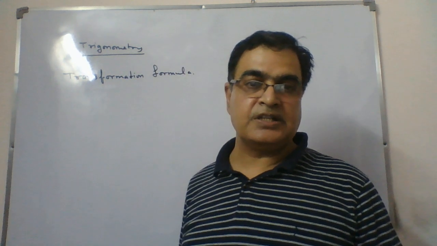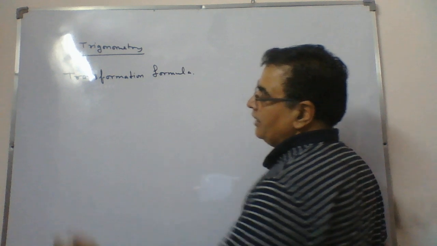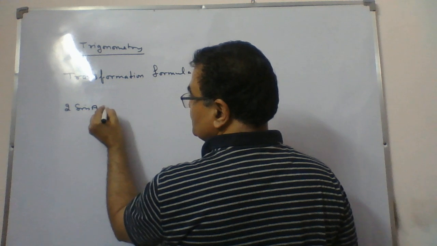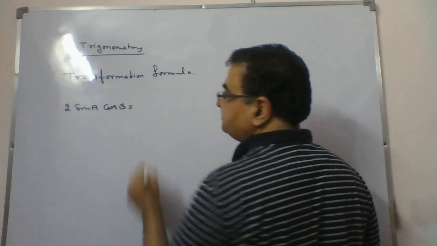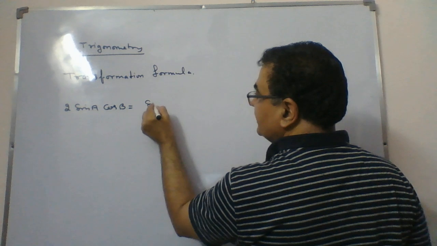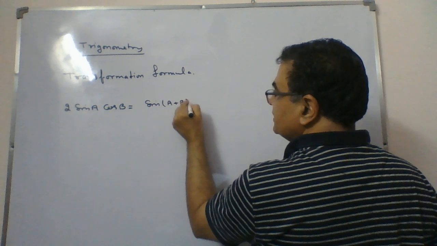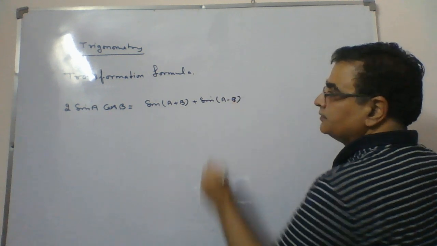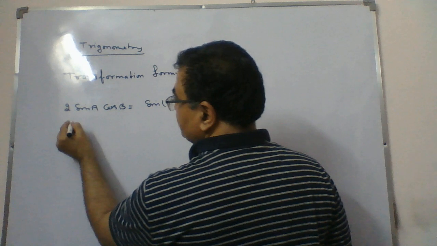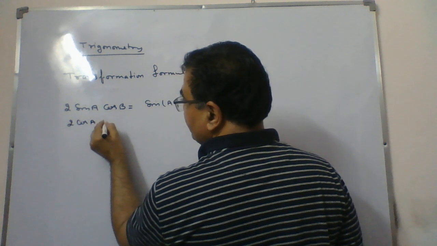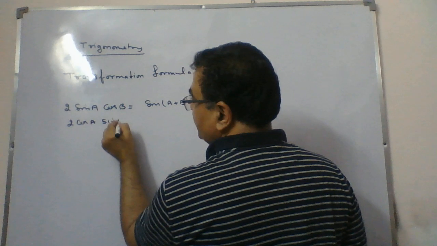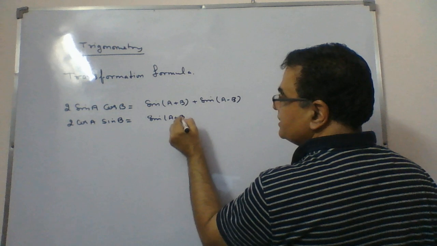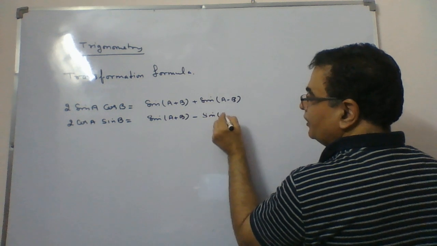Now, next transformation formula. We have done this transformation formula already. First transformation formula was 2 sine A cos B, and this formula was sine of A plus B, and then plus sine of A minus B. This was the formula we have done. Second formula we have done: 2 cos A sine B. The formula was sine A plus B minus sine of A minus B.